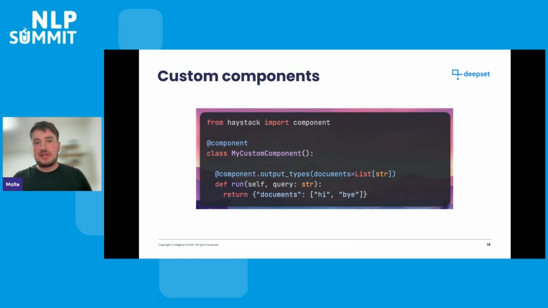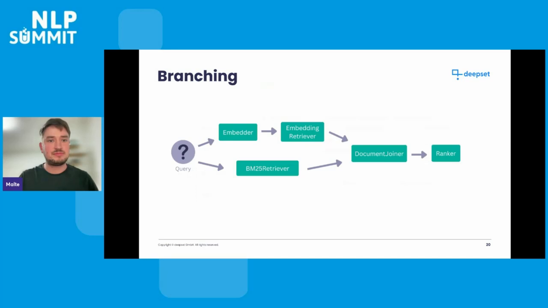In Haystack, writing a custom component is as easy as this. It's a Python class. You have one run method and then a decorator for determining the output types of this component. That's it. And then you can use it right away in a pipeline in Haystack. So that's how you have a variety of components that you can pick from. How do you now assemble them into a real pipeline? What building patterns do you have there?